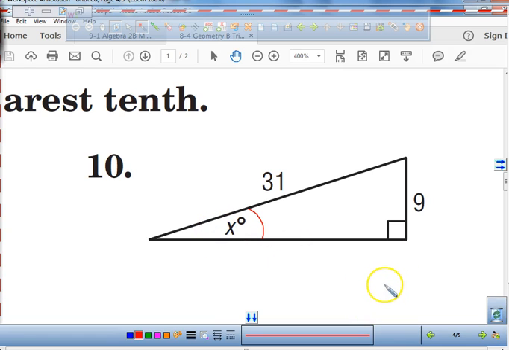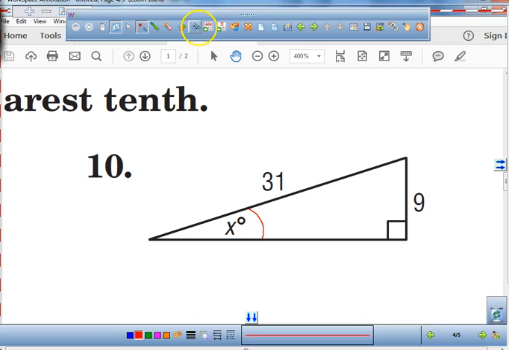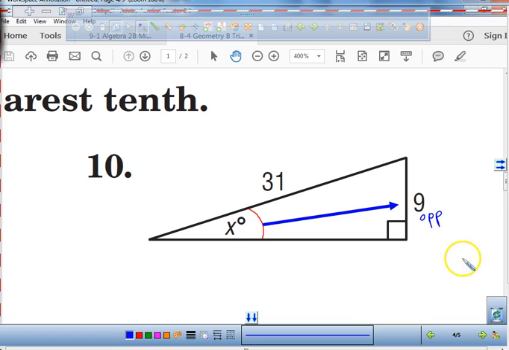What's the next thing you think I'm going to do if you had to make a prediction? Draw an arrow. Very good. So I'm going to draw an arrow. And what does that arrow tell us every single time? That's my opposite side. Very good. So I label my opposite side. Then what's the next side that I always look for? Now, I don't look for my adjacent. I always label my hypotenuse, which means this side would have to be my adjacent side.